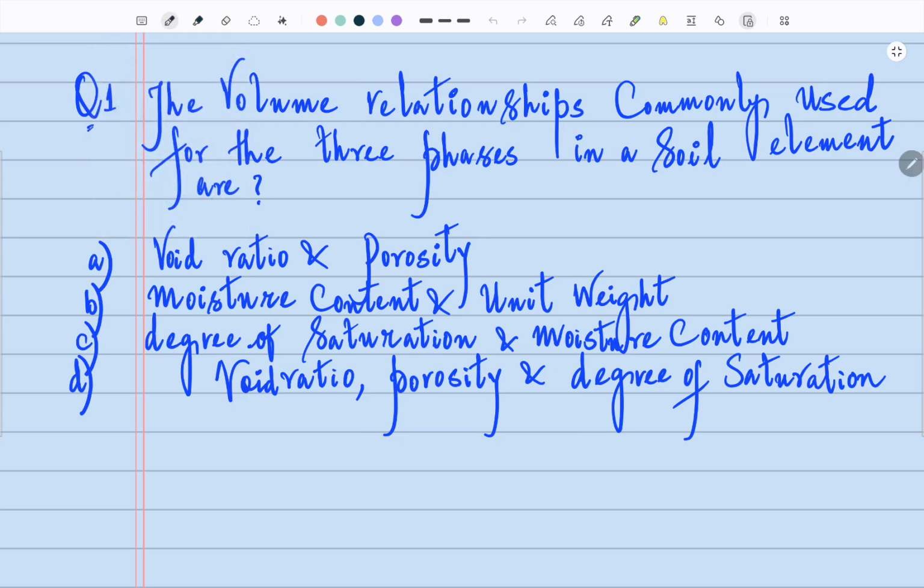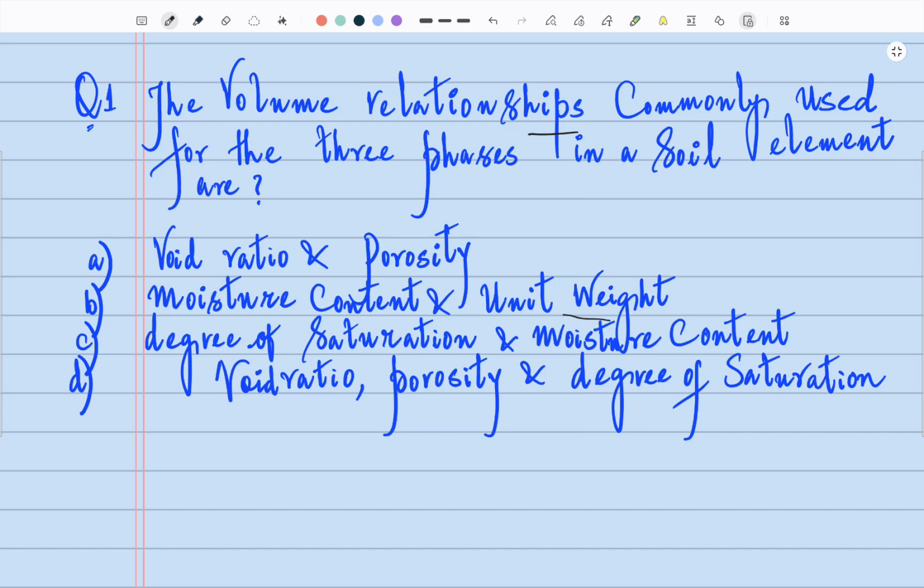The volume relationships commonly used for the three phases in a soil element are. We have to choose the most appropriate option. The first option is void ratio and porosity. Second one is moisture content and unit weight. Third one is degree of saturation and moisture content. And the last one is void ratio, porosity, and degree of saturation. The volume relationships commonly used for the three phases in a soil element.